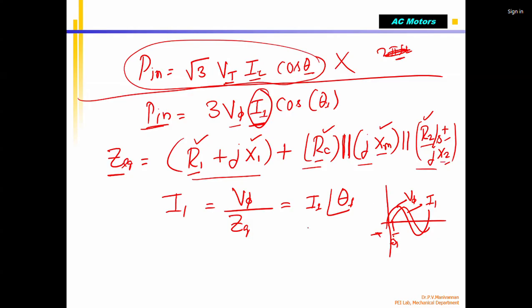So this is phi 1. Once V phase is given and you compute Z equivalent, from that you can get I_1. I_1 is a complex quantity, correct? It has real and imaginary parts. When we convert from complex to polar form, you get I_1 with an angle. That angle is nothing but the phase difference between the input voltage and input current. Input current is the stator current, V phase is the input voltage. So you can find it from this. Once that is known, we can write this.